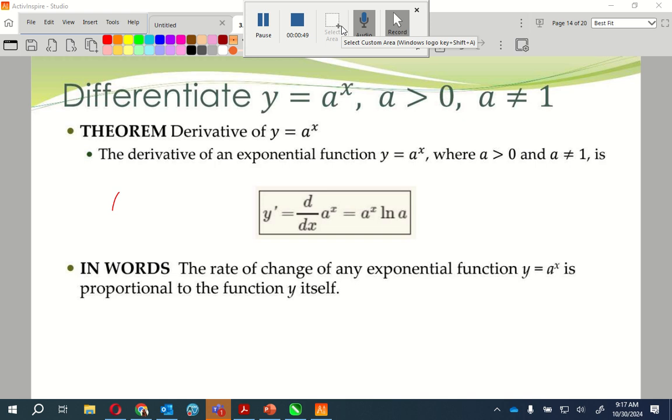So, notation. The derivative of this is going to be a to the x times ln a. You just have to identify what the base is. Okay, that's important.